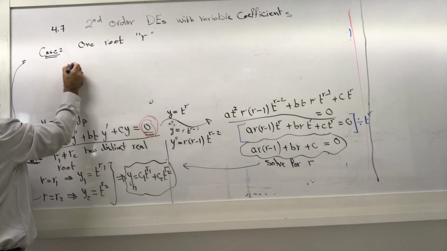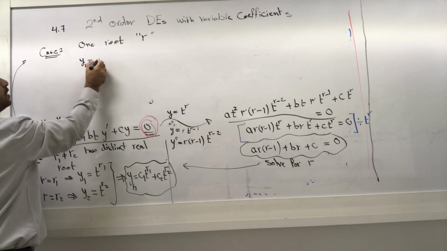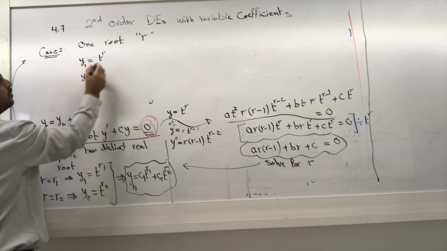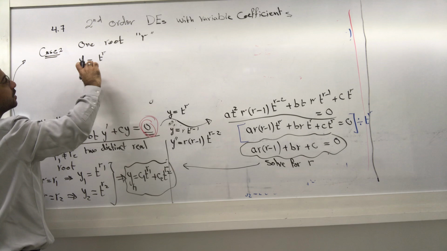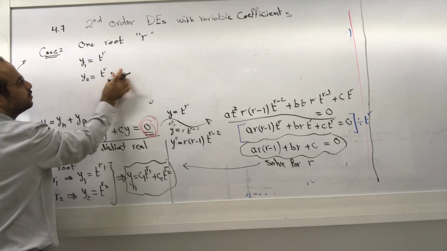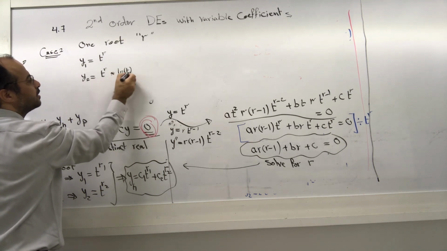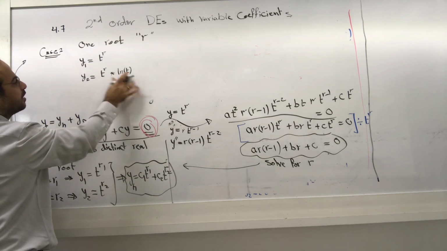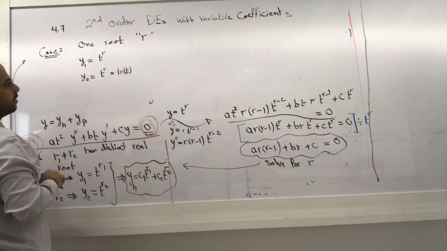Then for this r, I'm going to have y1 to be just t power r. How are you going to get y2? Then you need to multiply with something to get two linearly independent solutions. For now, take it as granted that you need to multiply by ln t. What is the reason behind this? I'm going to show you a formula later telling you what function you're supposed to multiply with, okay?